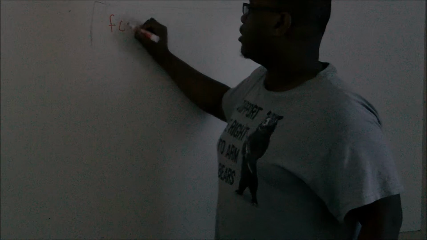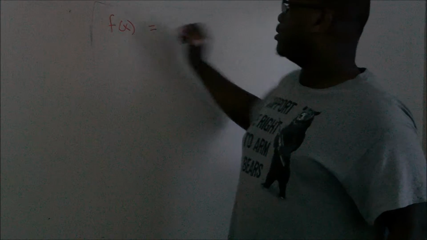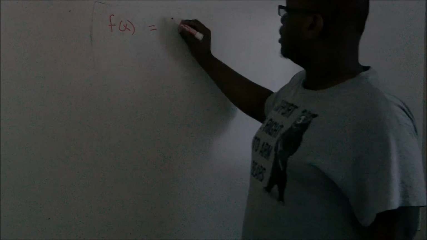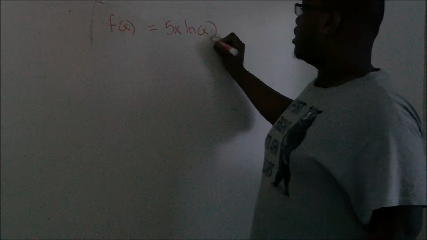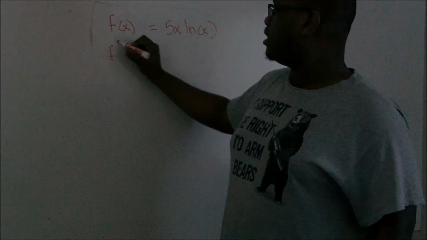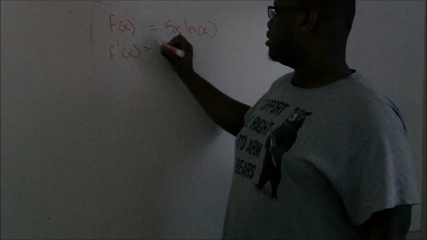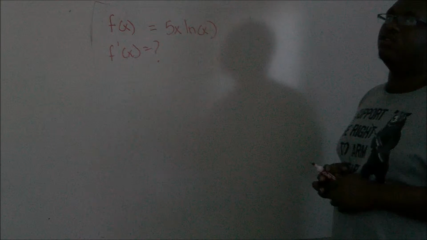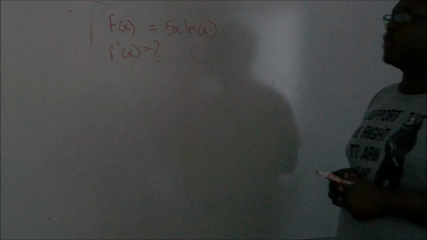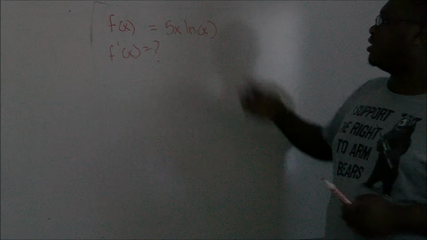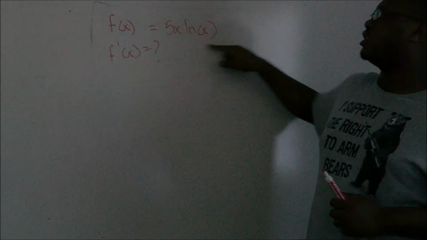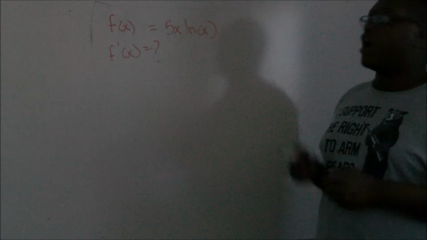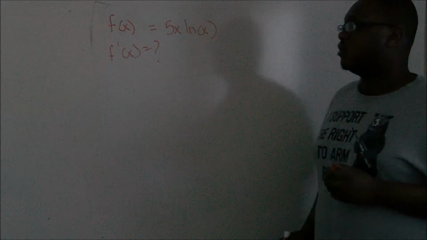So for our first example, let's say f of x equals 5x times the natural log of x. And we want to find f prime of x, or the derivative. Now the first thing you do is you look at this function and you go, okay, what do I notice? Well, I notice that this function is two other functions multiplied by each other, the function 5x and natural log of x. So therefore, I automatically think I'm going to have to use the product rule.